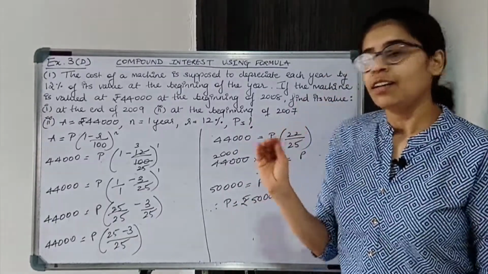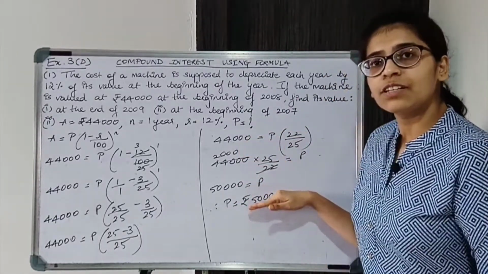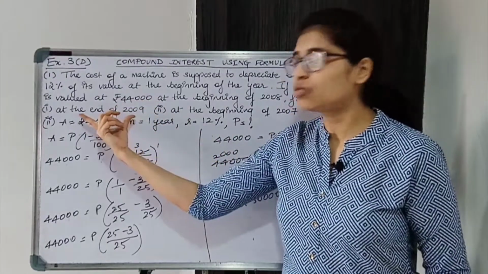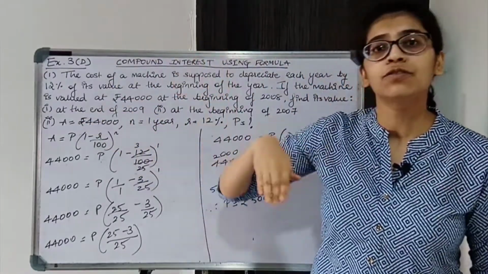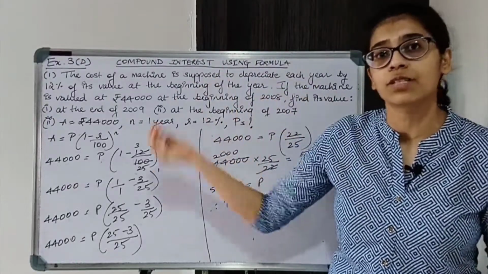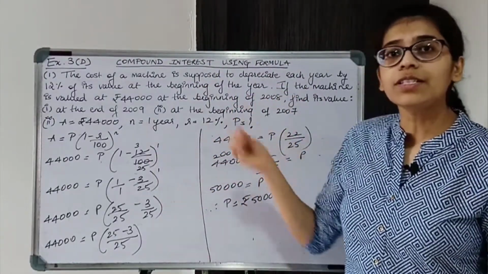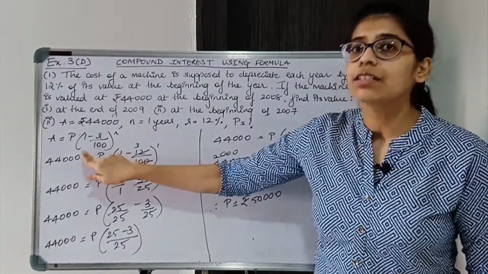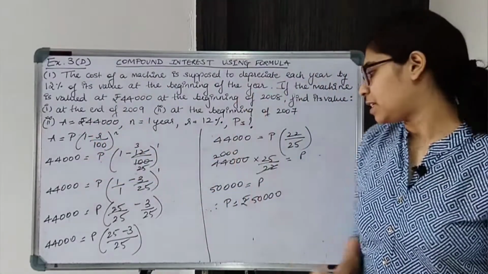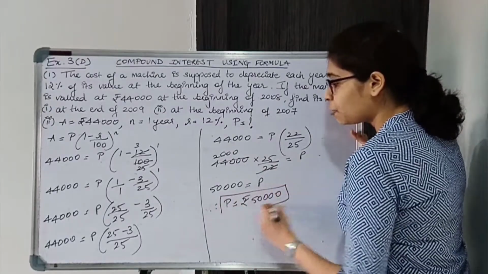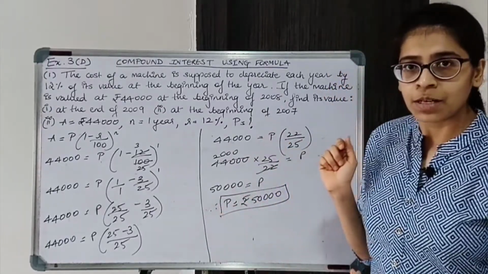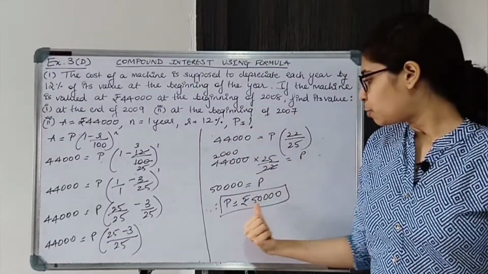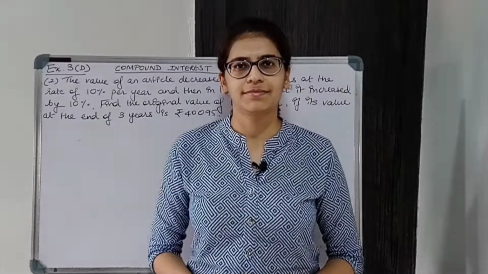So you understand, in 2007 it was 50,000, in 2008 it became 44,000, and in 2009, that is end of 2009, it became 34,000 something. So the cost is depreciating. Okay, so don't forget this. This is the important part. You need to subtract rate percent. So box the answer, don't forget the rupee symbol, write down the final statement. The cost at the beginning of 2007 is equal to rupees 50,000.